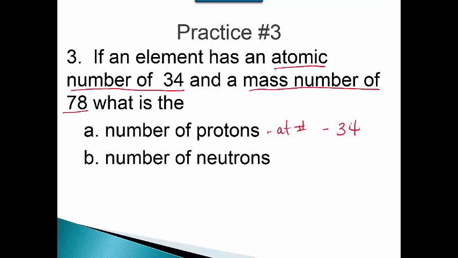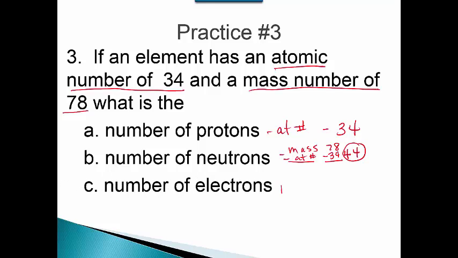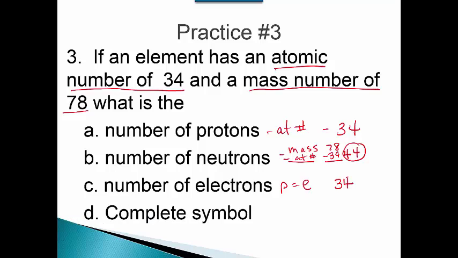The neutrons you get by taking the mass minus the atomic number. So the mass is 78, the atomic number is 34, and so we're going to get 44 for our neutrons. The number of electrons, protons always are going to be equaling electrons in our examples, so we're going to have 34 there.